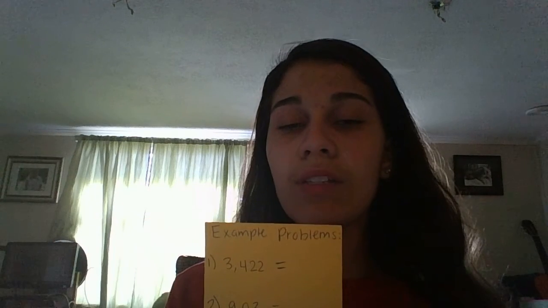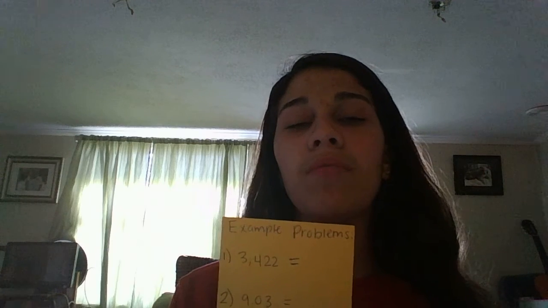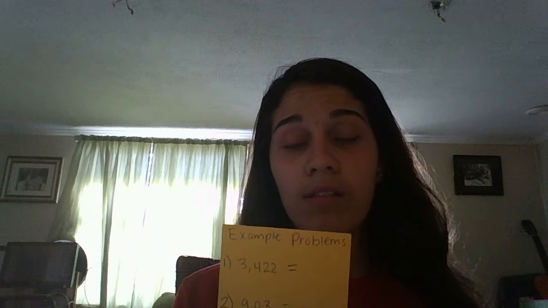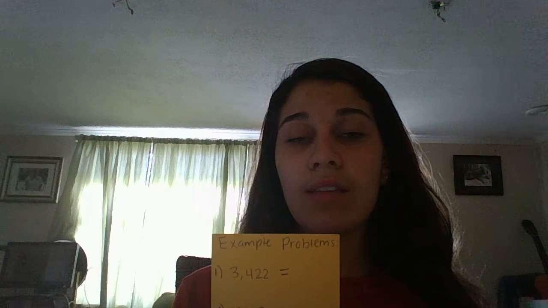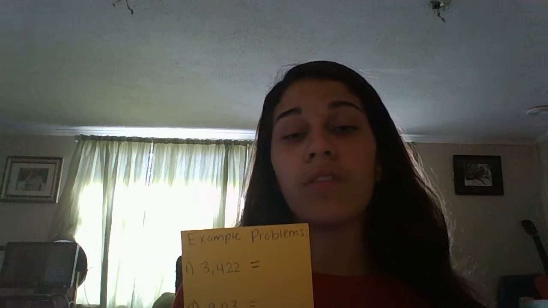We're going to go over a few examples of how to figure out how many sig figs are in an example problem. The first problem is 3,422. In this problem, there are 4 sig figs, as you could see. And that's what you would put for your answer.